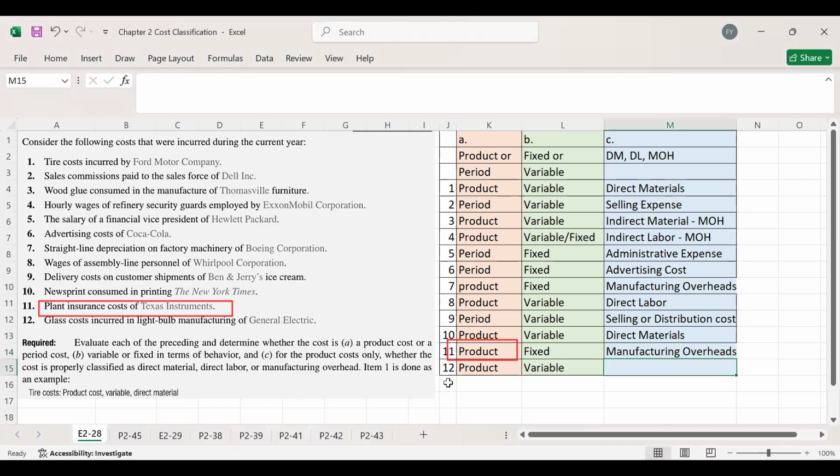The next and the last one is glass cost incurred in light bulb manufacturing, of General Electric. So this means that this is the main part of the product, and glass is material. So it is the main part of the product, and we have already mentioned that it is product cost. So this is direct material.